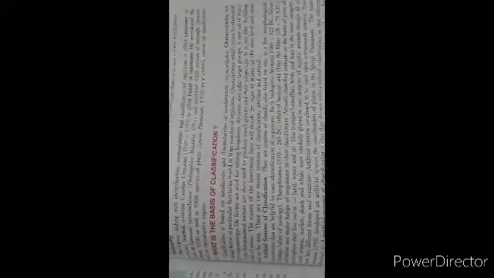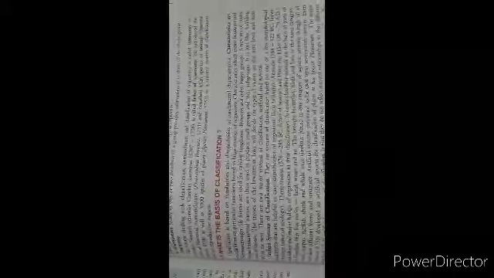Now, what is the basis of classification? The very basis of classification is similarities and dissimilarities. We divide the living organisms depending upon their similarities and dissimilarities. Then there are two types of systems of classification: artificial system and natural system.